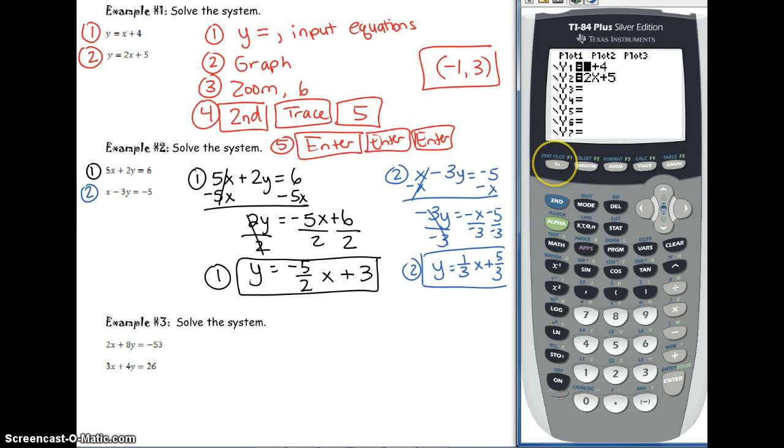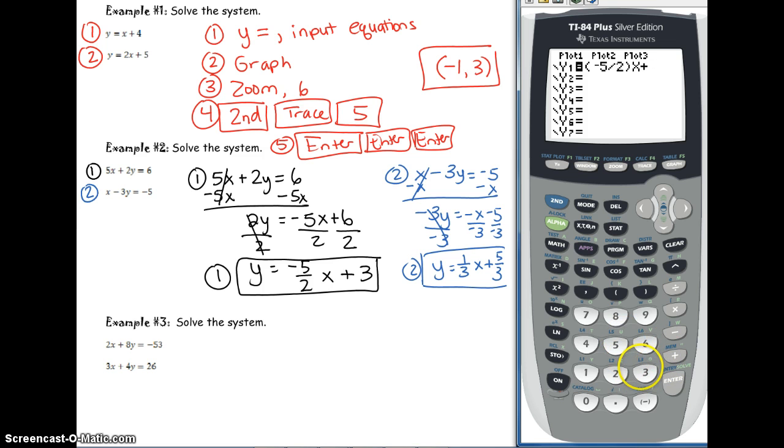Let's go to y equals. I'm going to clear what I have because this is the old problem and go back to y1 and type in -5/2 x plus 3. Now, since -5/2 is a fraction, I'm going to use parentheses. Open parenthesis, -5 divided by 2, close, x plus 3.